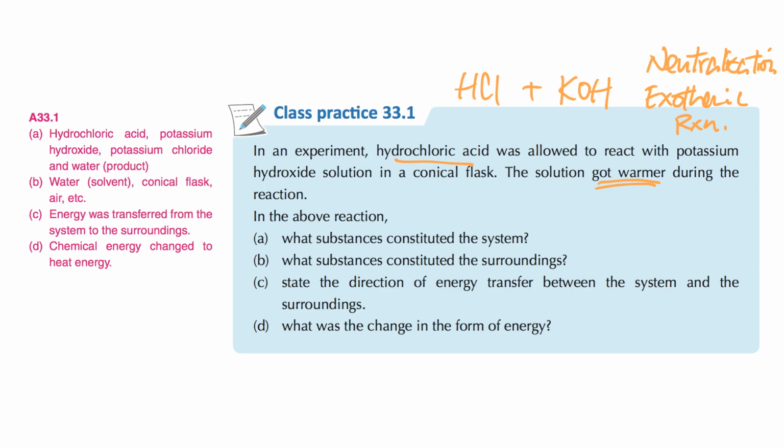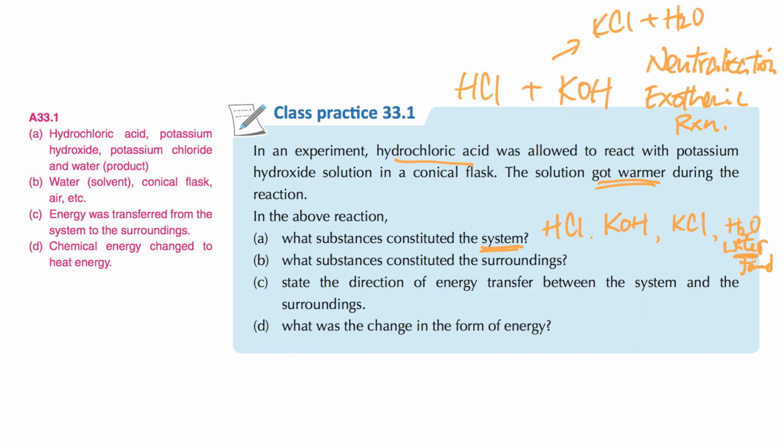So in the above system, what substances constitute the system? The system, that means the reactants. We are talking about the HCl, the KOH, the KCl, the salt formed, and also the water. But do remember we're talking about the water formed, because the reaction includes KCl and also water. So these four things will be the system.